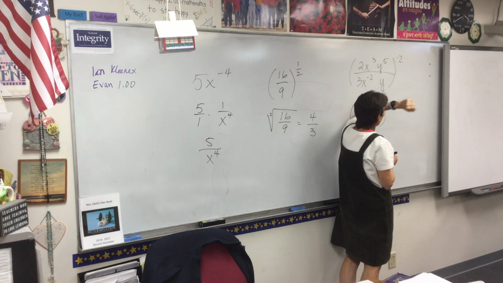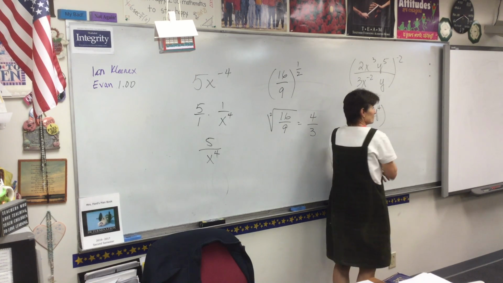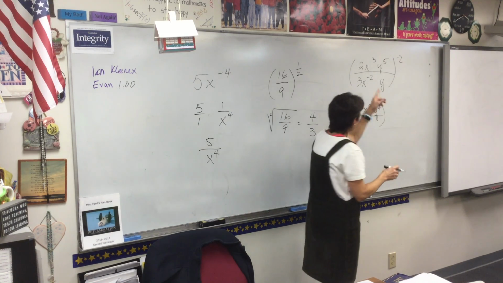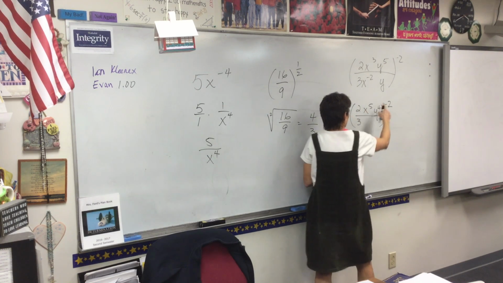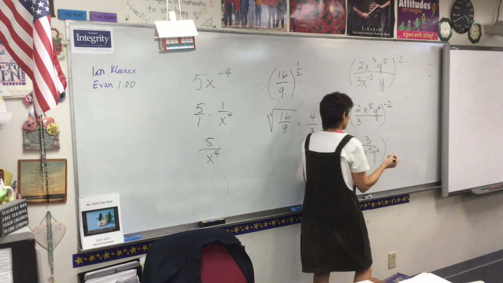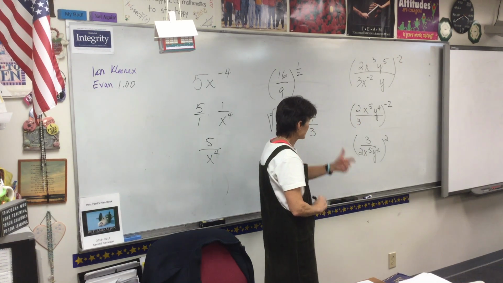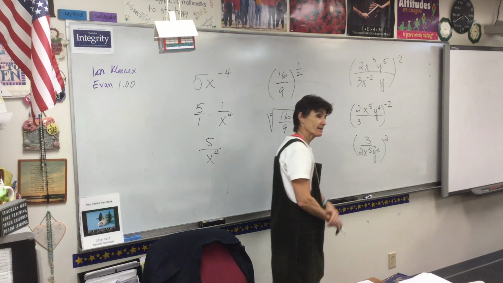Now, looking at the y's, I have 5 over 1. So when I cancel, I'm left with 4. We're just going one letter at a time. Now, that's to the negative second. So what does the negative do? It flips it. Turn it upside down. The negative simply turns it upside down. And then I square everything.